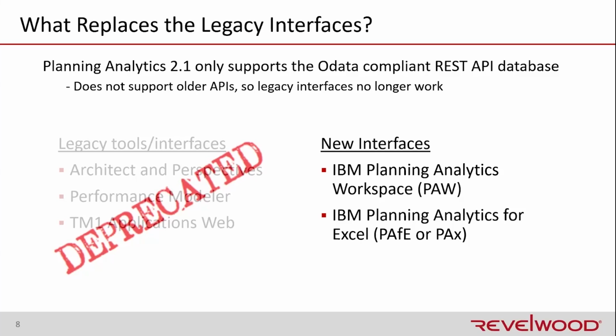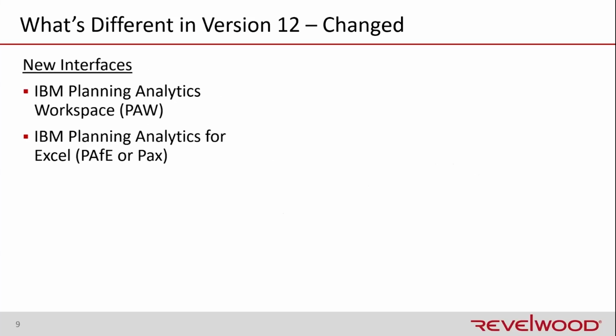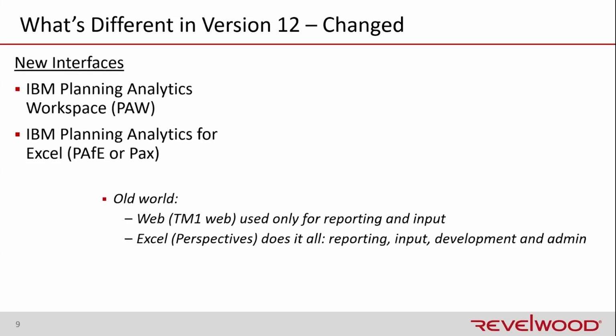Okay. So what does that mean? It means, like we said, there's going to be a change, but there's two ways to think about the change. Okay. Not only will there be a change in what you use, you're no longer going to use architect perspectives, you're going to use PAW and PAX, but there's also going to be a change in how you use it. Okay. Now, if you're already on a full PA environment, and I know some of you are on that, then you've already deprecated perspectives internally. You're no longer using it. But if you're still on a legacy system, then the approach that you have to your interfaces will be different.